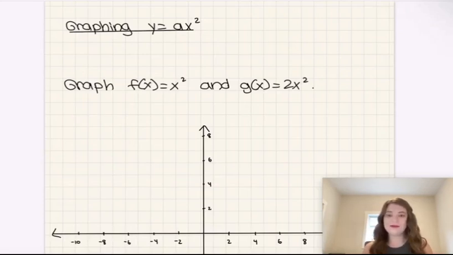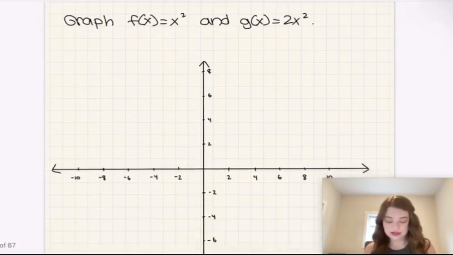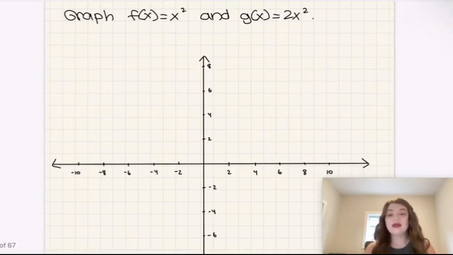Hello everyone, welcome back. Today we are going to be learning how to graph y equals ax squared. So first I'm going to talk about how we would graph f of x equals x squared, which is our parent function. And then I'm going to talk about how the graph would differ when we have a 2 in front, right? When we have g of x is equal to 2x squared.